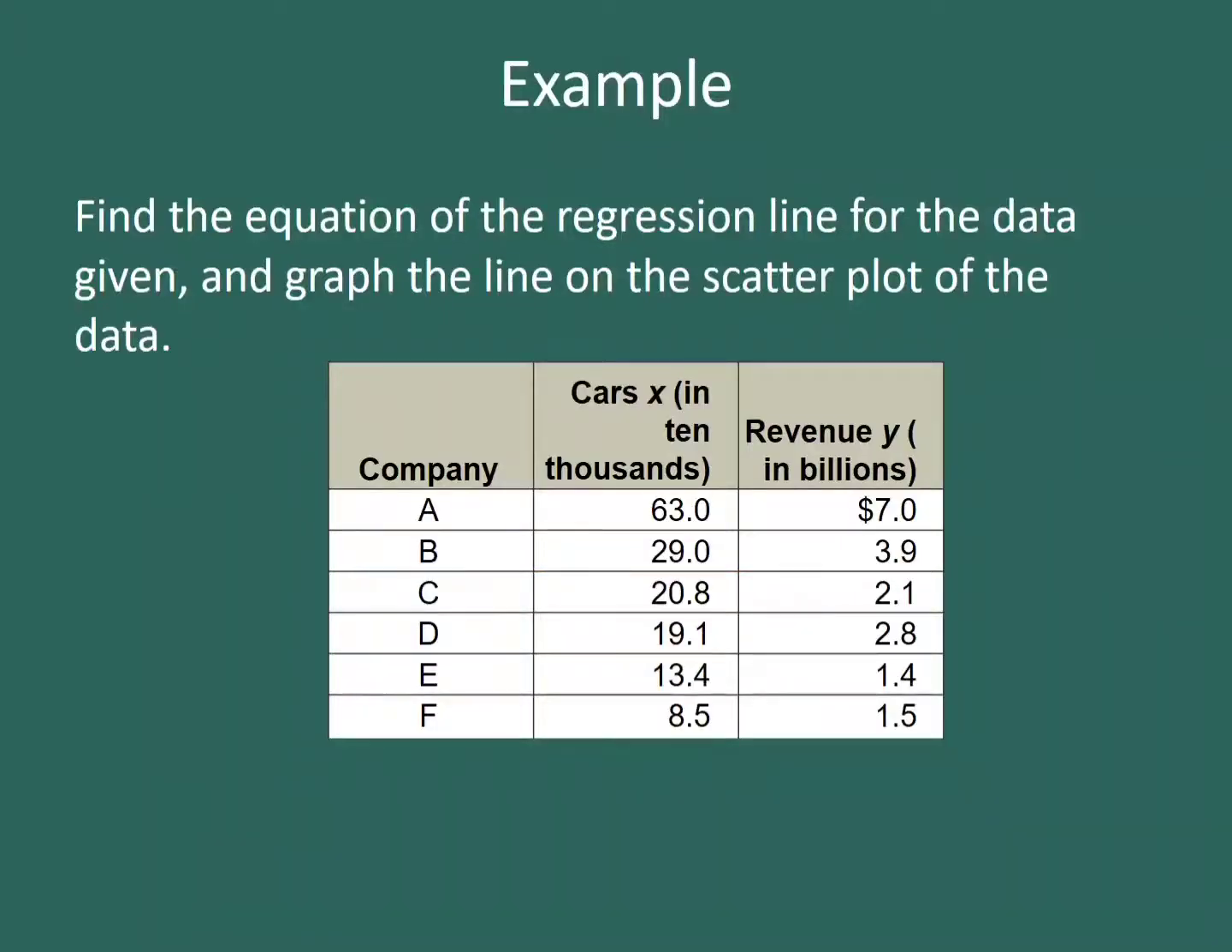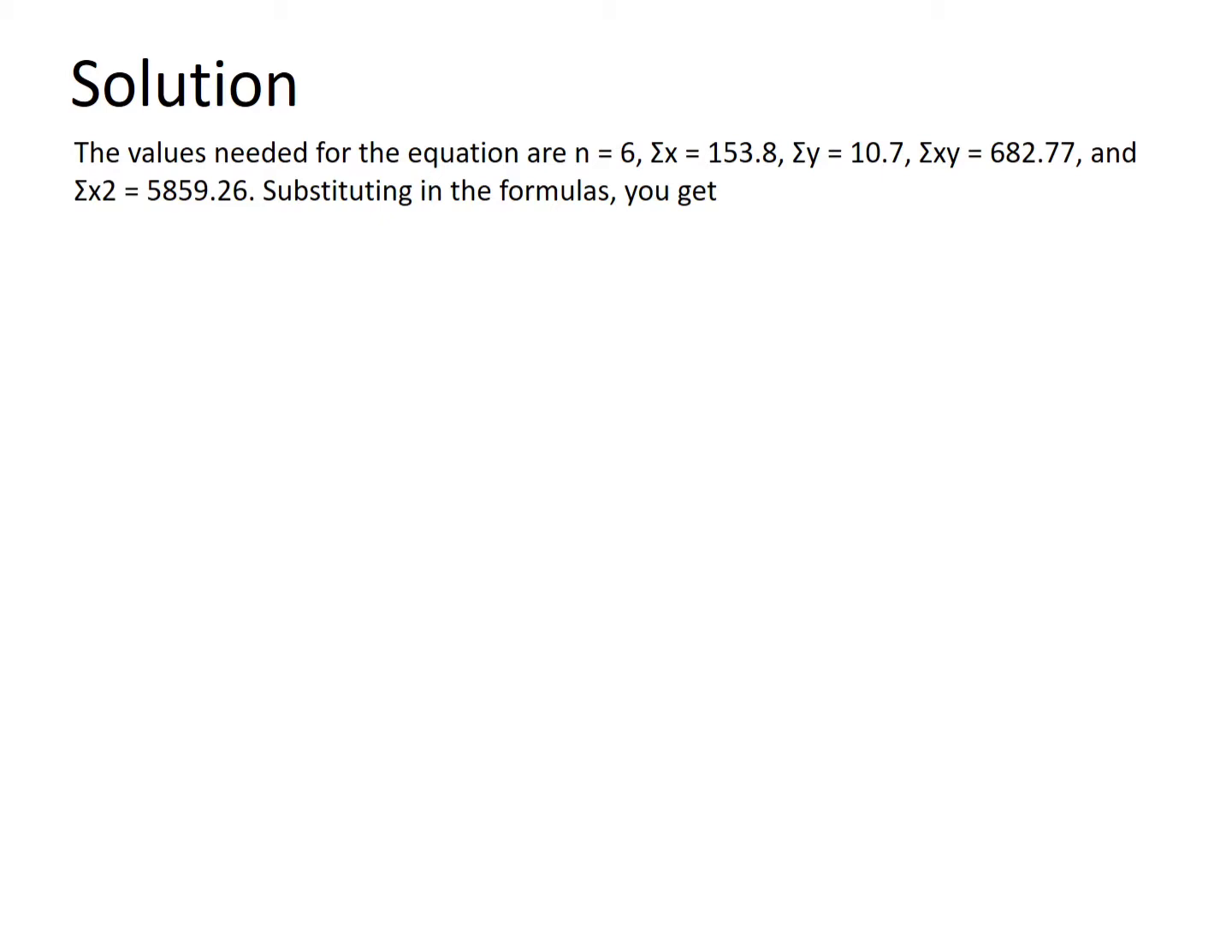Alright, so find the equation of the regression line for the data given and graph the line on the scatter plot of the data. This is an example that we did in the beginning of the video. We found r. Now we're going to find the regression line. So we have the data points, we have the revenue. The values needed for the equation are n equals 6 because we have a sample of 6 data points. The summation of x is just adding up all the x's, and adding up all the y's.